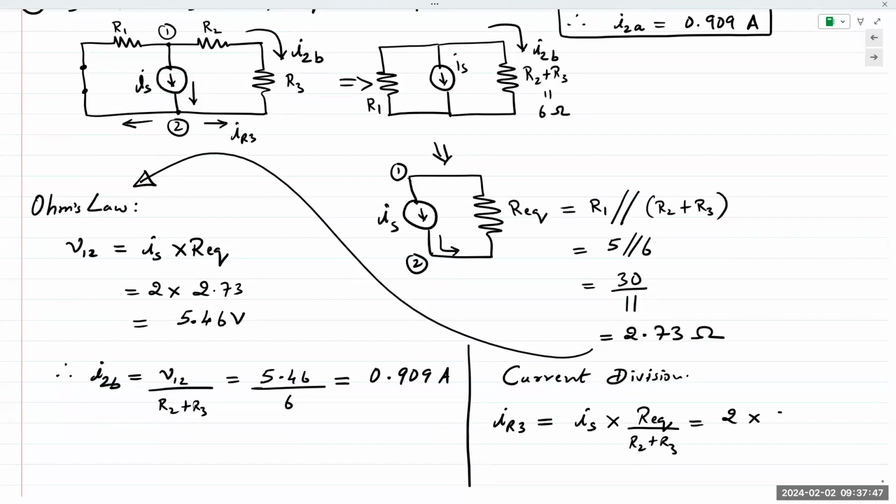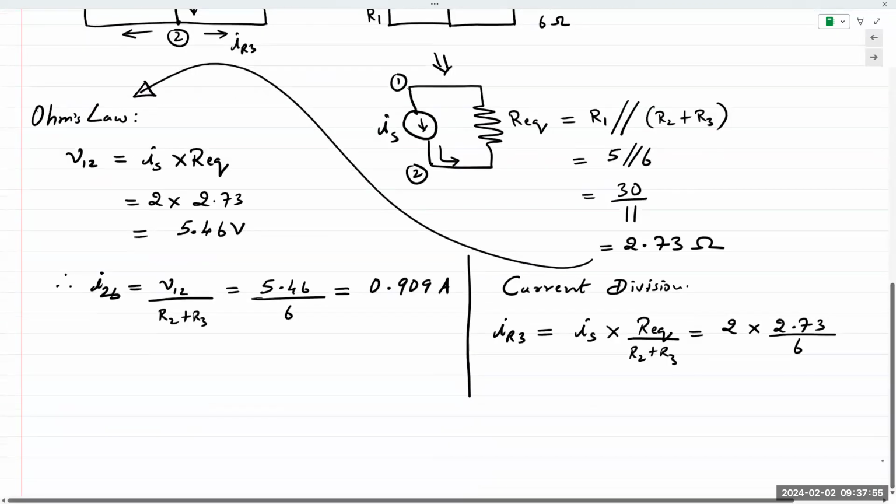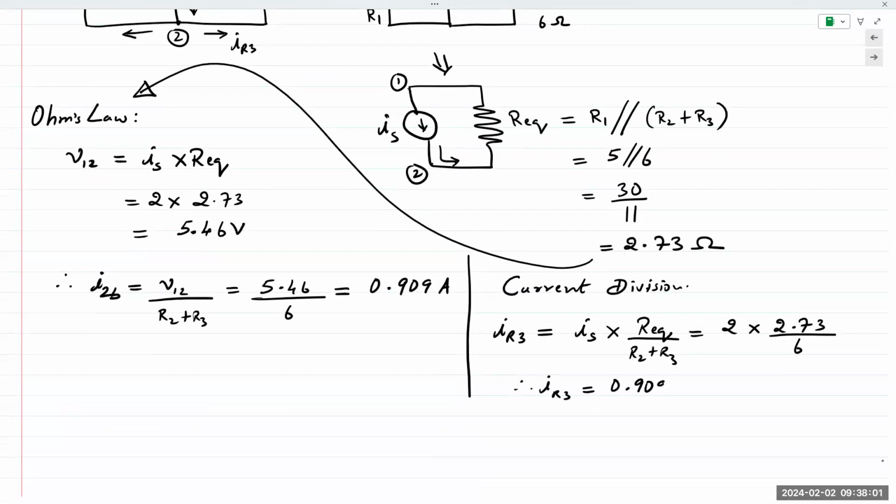IS is 2, REQ is 2.73, and this is 6. We solve this, you get the exact same answer. Current division and voltage division are derived from Ohm's law. They allow you to skip a couple of steps. So instead of doing this and this, you can directly write down the answer in one step, in one equation.